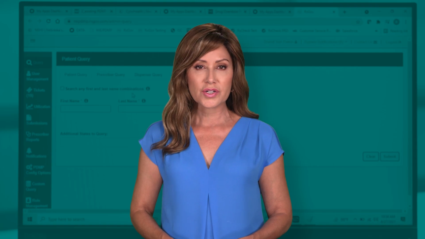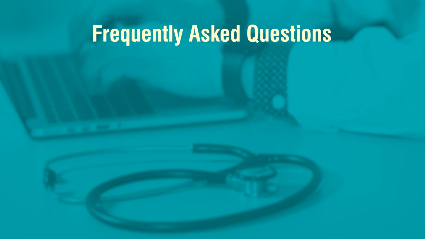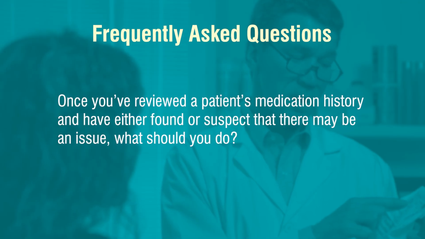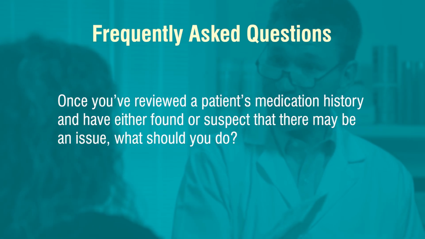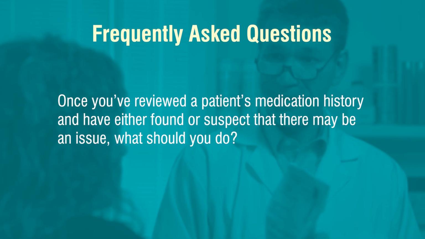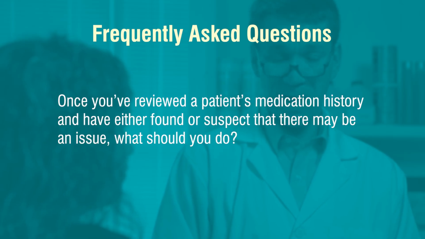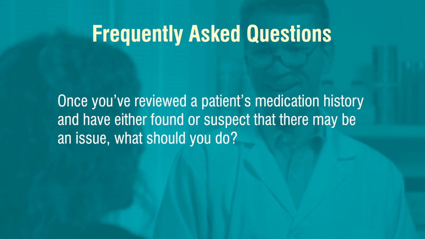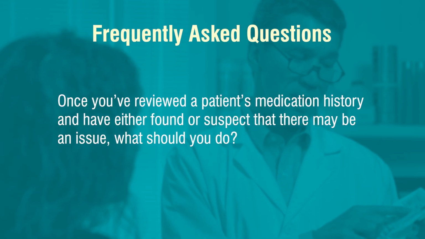Let's finish this training session by answering some frequently asked questions. Once you've reviewed a patient's medication history and have either found or suspect that there may be an issue, what should you do? First, confirm the accuracy of the information. Once confirmed, Nebraska DHHS has developed a provider substance misuse quick reference guide that includes screening tools, talking points, referral options, and other resources. When appropriate, discuss the information with the patient. This guide is available on the DHHS website.